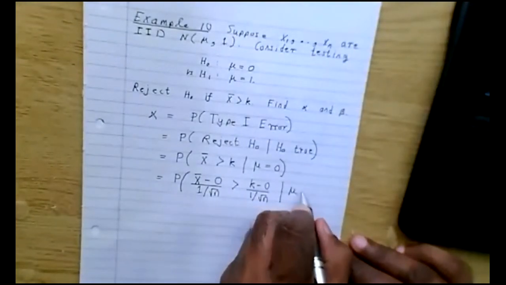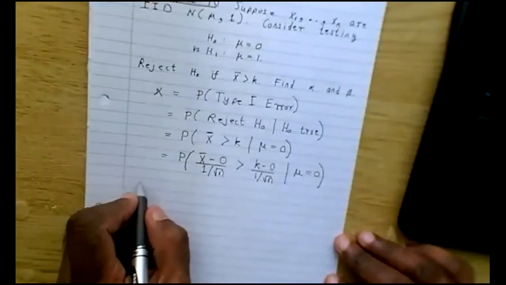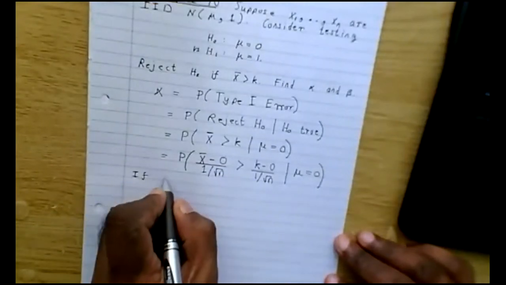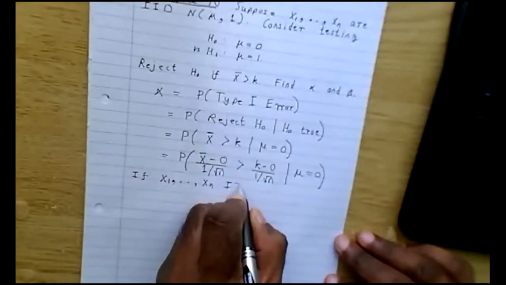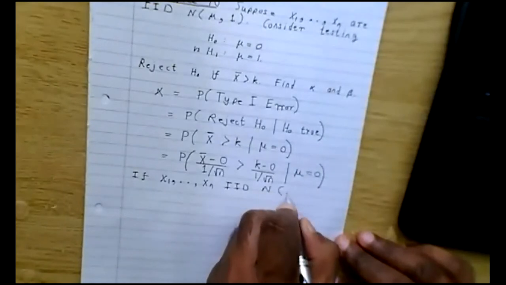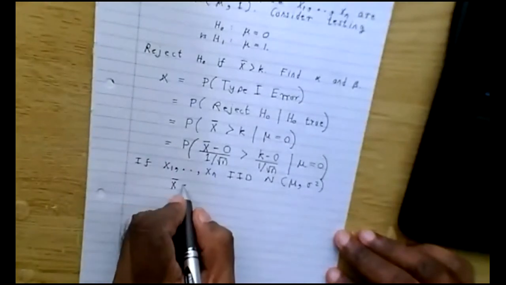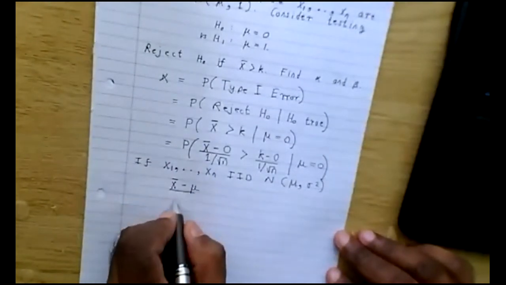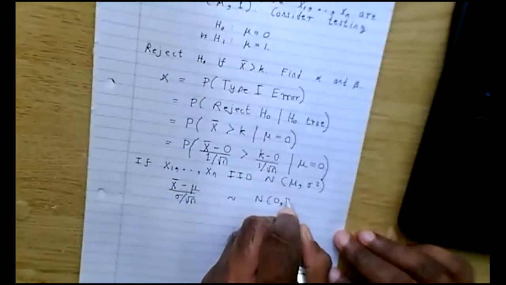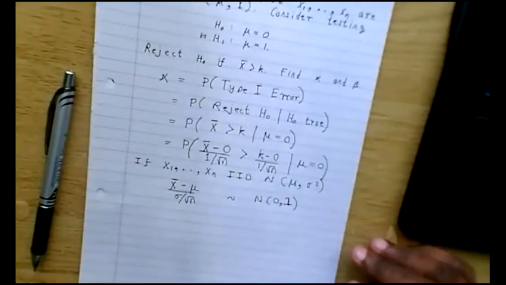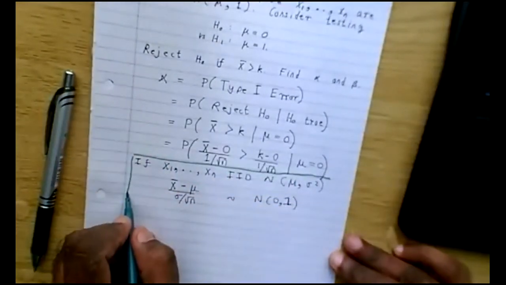Do you see why I'm doing this? The reason I'm doing this is because of the following result. If you have a random sample which is IID normal with these parameters, then you know the result. I think I mentioned this many times before in the class. This is the result I mentioned several times in the class before.